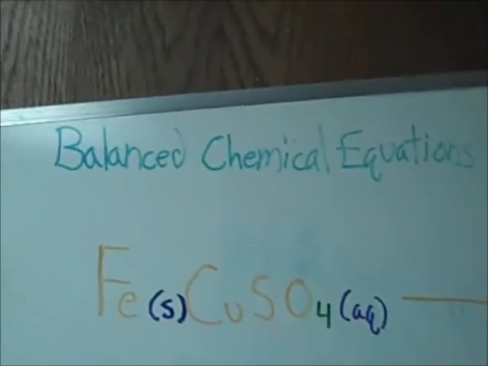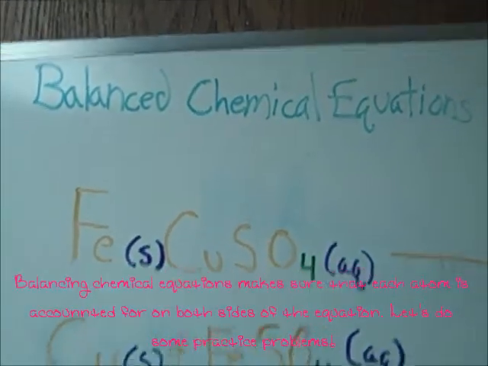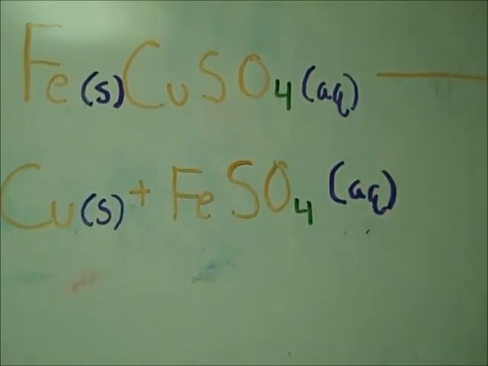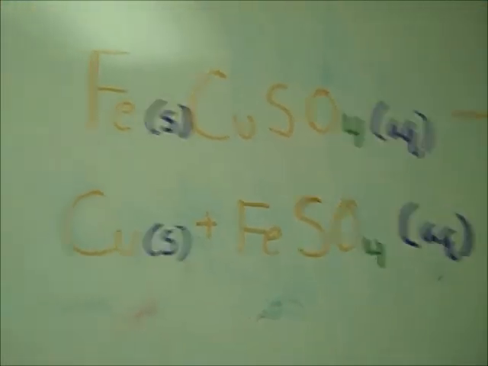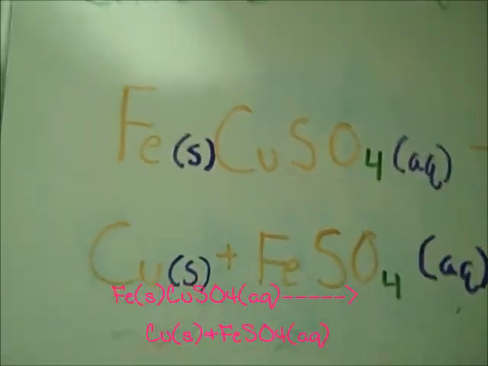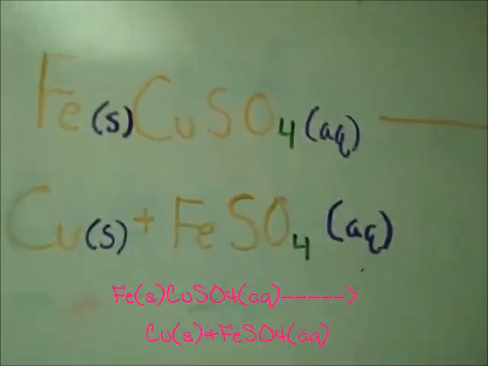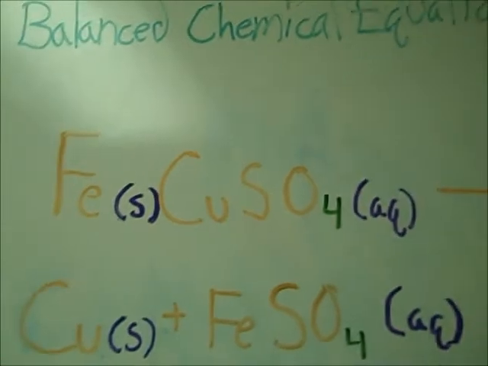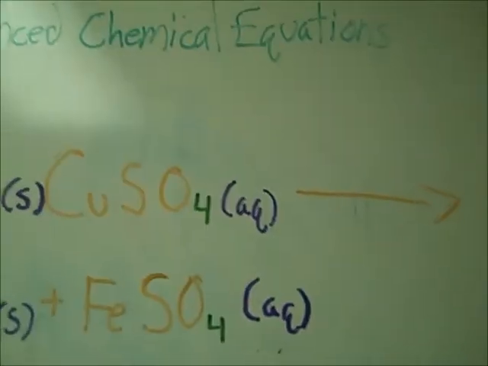Balanced chemical equations are how you have to have each atom accounted for on both sides of an equation. Let's do some example problems. Iron metal reacts with aqueous copper 2 sulfate to produce copper metal and aqueous iron sulfate. Fe is iron, and it's a reactant. And we write S because metal is a solid. Cu is copper, SO4 sulfate, and that symbol means it's aqueous.